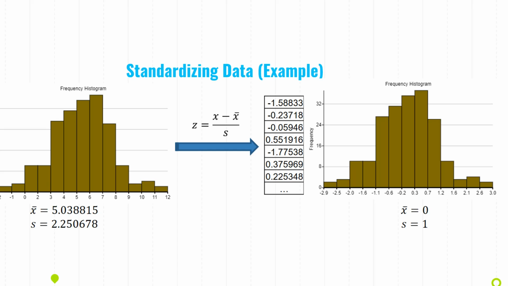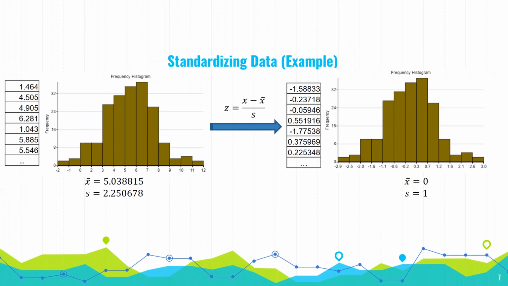And like I said, each of these z-scores tells you how many standard deviations above or below the mean that particular value is. So let's just take a look at this first one, 1.464. That is below the mean. It is 1.58 standard deviations below the mean, or 1.59, I guess, I'd round it. Standard deviations below the mean, and that's what the z-score tells you. Okay, so that's standardizing data.